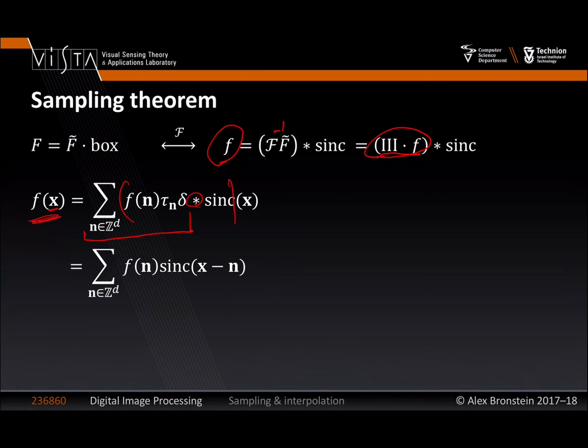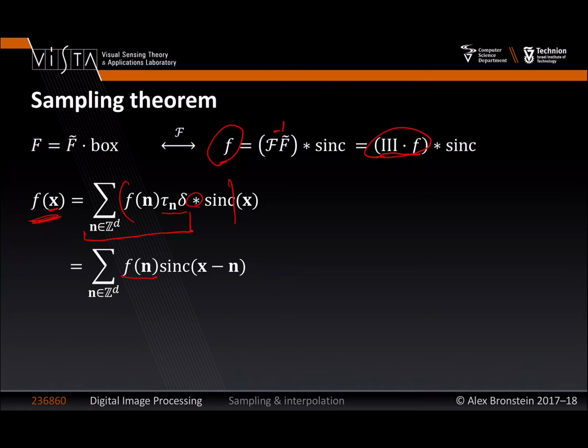Okay, so I'm just substituting. Basically, I can write this as convolution with the delta, or with the translated delta, because f(n) is just a scaling. So the scaling remains. What does convolution with a shifted delta give us? It gives us simply the function shifted by the same amount, right? So I get sinc at x minus n.